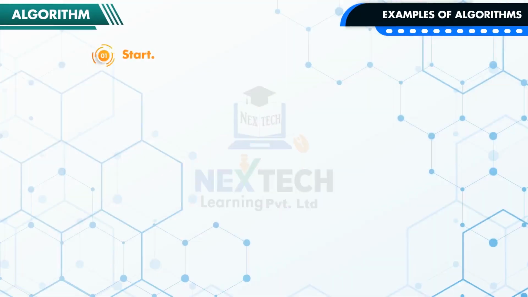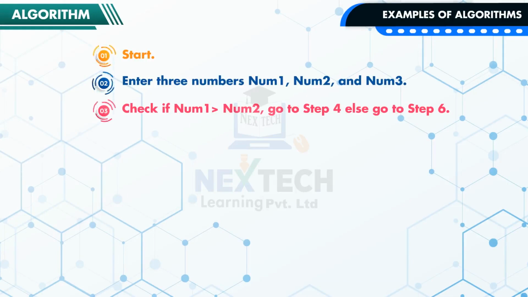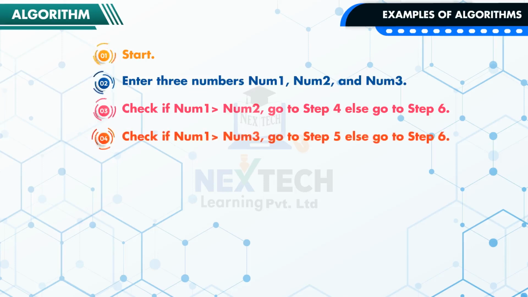Step 1. Start. Step 2. Enter three numbers, num1, num2 and num3. Step 3. Check if num1 is greater than num2. Go to Step 4, else go to Step 6. Step 4. Check if num1 is greater than num3. Go to Step 5, else go to Step 6.